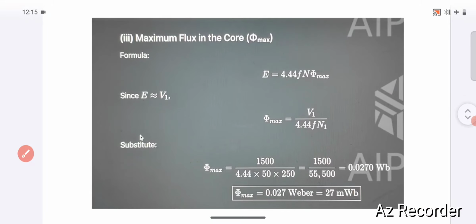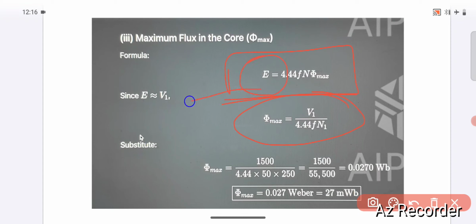Now we have to calculate the maximum flux in the core. For this we have to know the formula. EMF is equal to 4.44 into frequency into N into maximum flux. For any coil we can apply it, but here we will apply it for the primary coil, and we can calculate the maximum flux. So this is the formula.